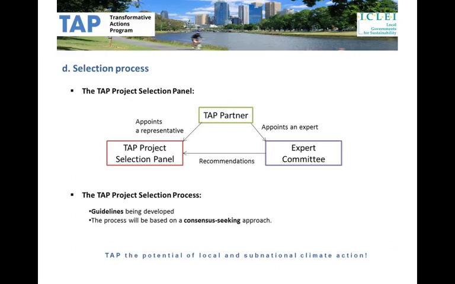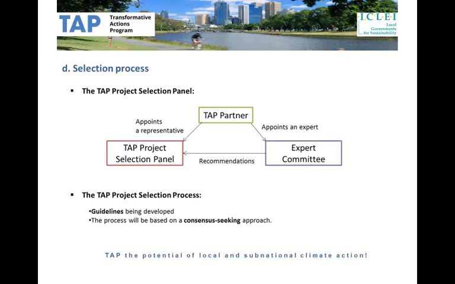So, however, we have already defined some principles. That is, for example, as you can see on the slide, that each TAP partner, and by TAP partner I mean local government organizations, financing institutions, civil society, NGOs, etc. So each partner organization will appoint a representative to sit in the project selection panel, but also an expert who will sit in the expert committee. And so the idea would be that the expert committee gives recommendations to the project selection panel. So the composition of the two bodies will be announced around the 15th of August at the latest.